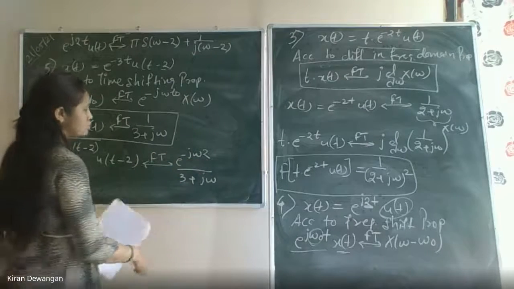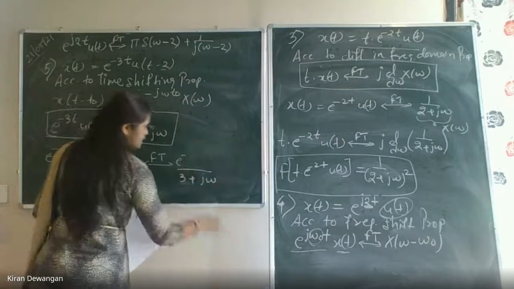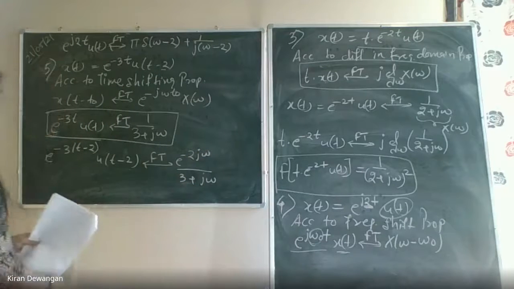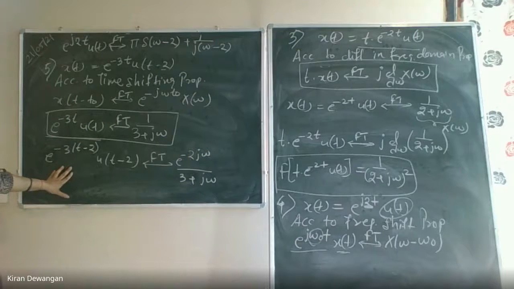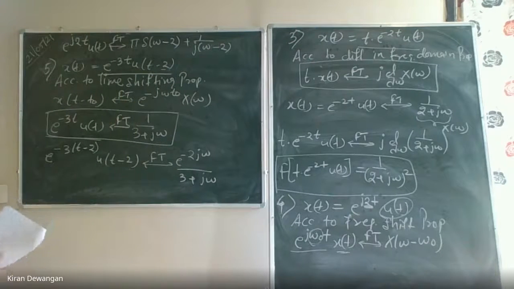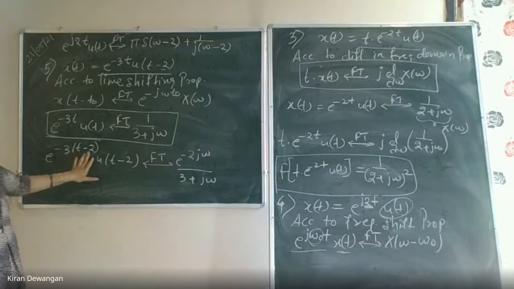That is minus 2j omega, we can even write. That becomes e to the power minus 2j omega by 3 plus j omega. But what is our question actually? Our question is just e to the power minus 3t into u of t minus 2. But here it is e to the power minus 3 into (t minus 2).